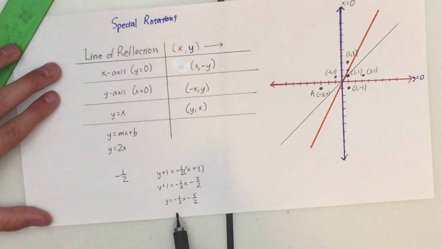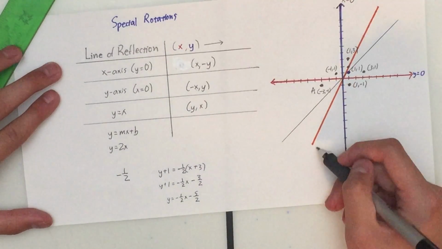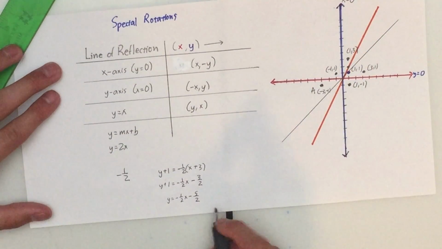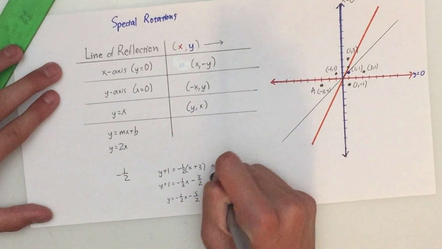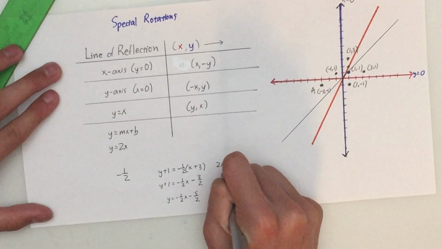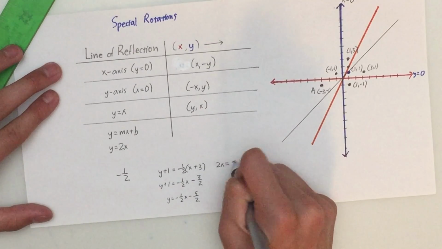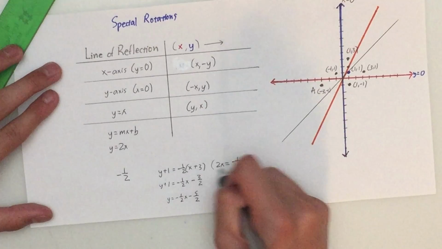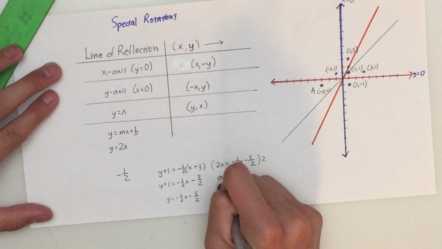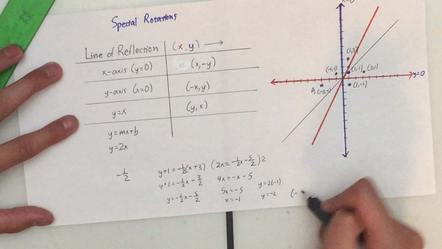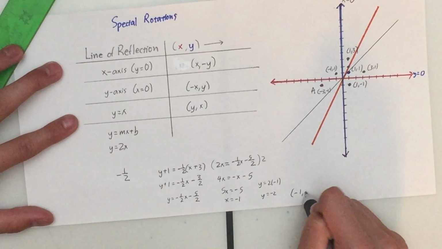So now we have the line that would be perpendicular to this. Now let's find out where this line intersects the line of reflection. To do that, we'll just set them equal to each other and solve. This is just a system of equations, and we're just solving to find the solution. Let's just multiply it by 2 so we don't have to work with fractions. I've worked it out so that they intersect at (-1, -2).